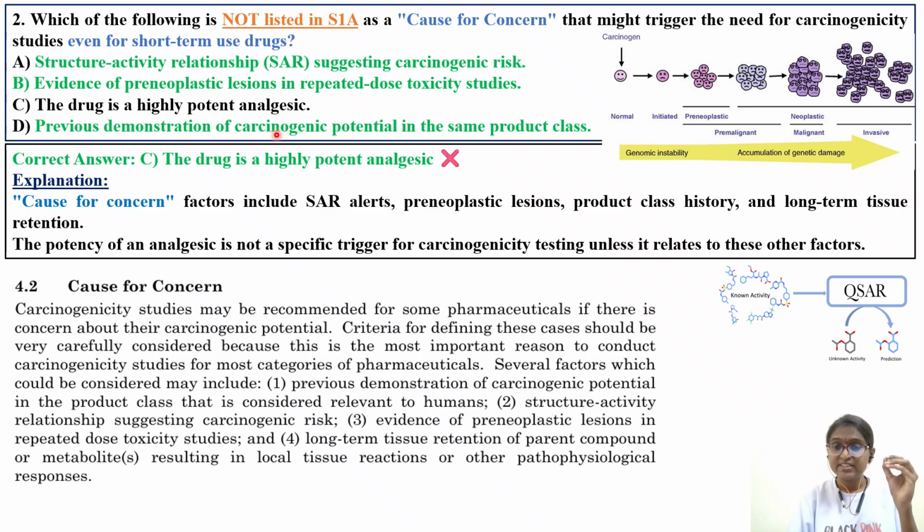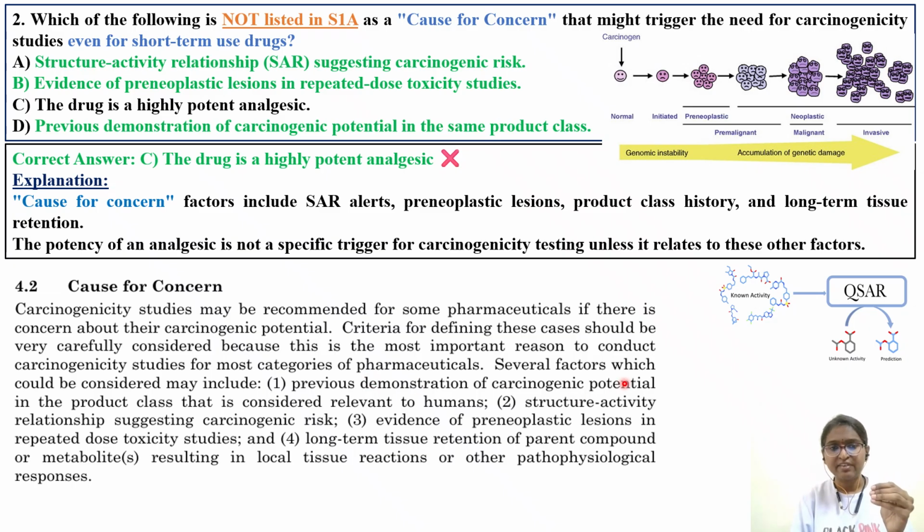Okay, so what does the guideline say about cause for concern under section 4.2? That we will see. Cancer studies may be recommended for some pharmaceuticals if there is concern about the carcinogenic potential. So how are we going to identify whether it has cause for concern? Criteria for defining these cases should be very carefully considered, because this is the most important reason to conduct cancer studies for most categories of pharmaceuticals. So what are those factors?